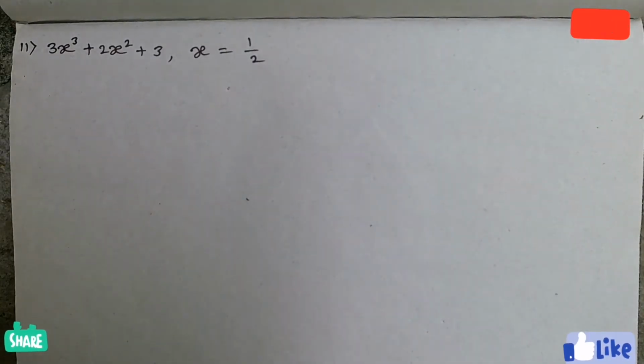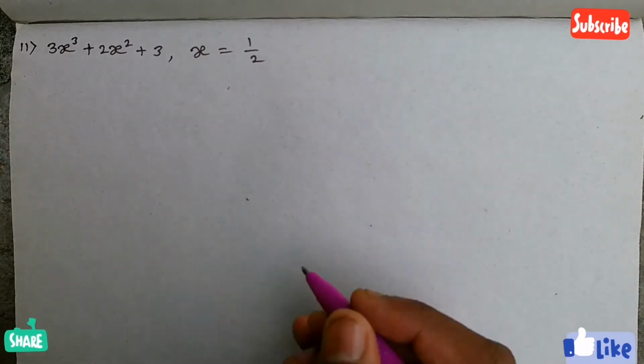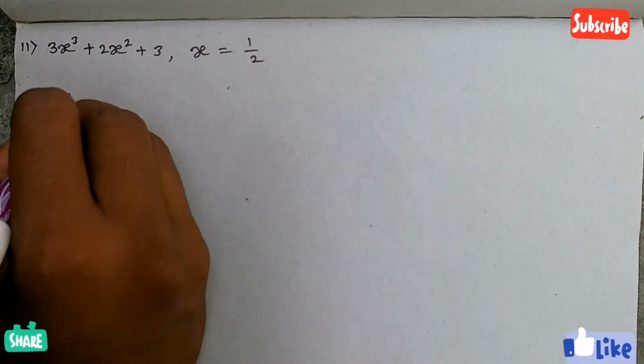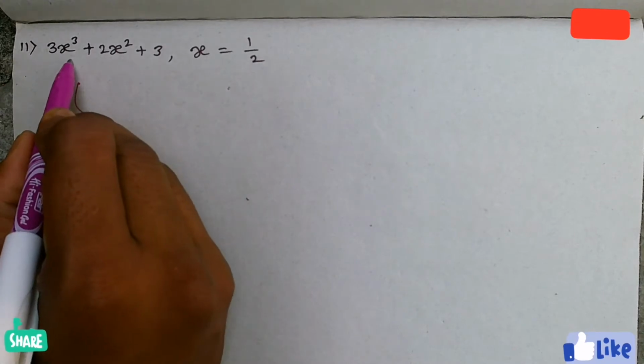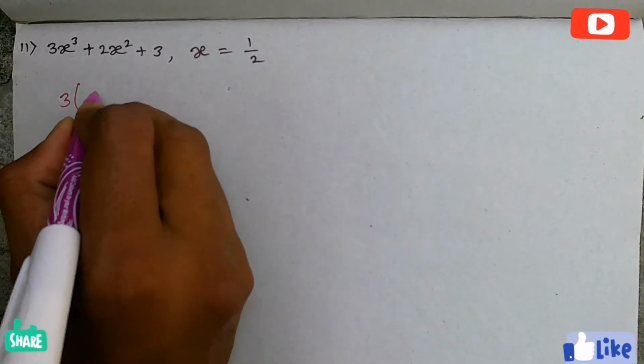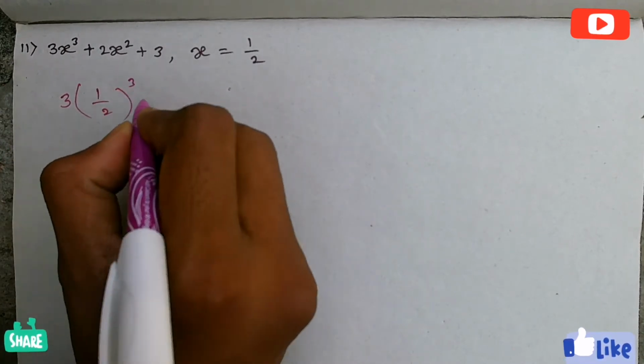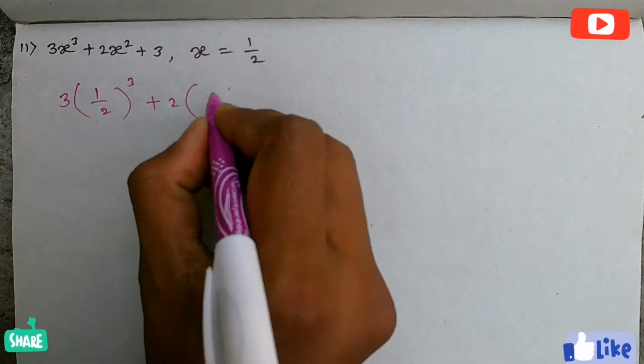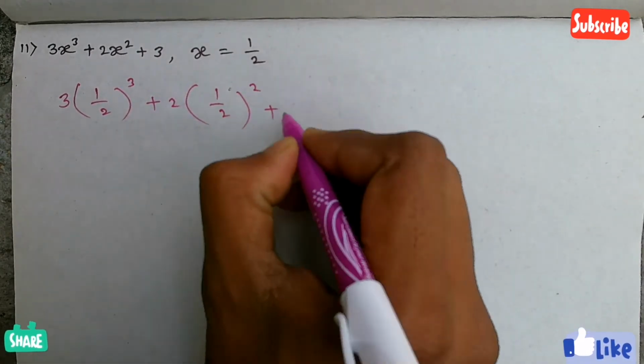Next question. 3x cube plus 2x square plus 3 when x is equal to 1 by 2. Same again, wherever we have x we need to substitute 1 by 2. 3 into, in the place of x I am substituting 1 by 2 whole power 3, plus 2 into 1 by 2 whole square plus 3.